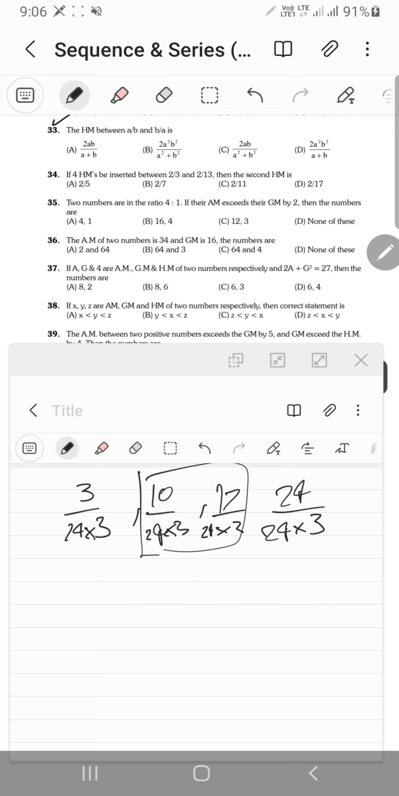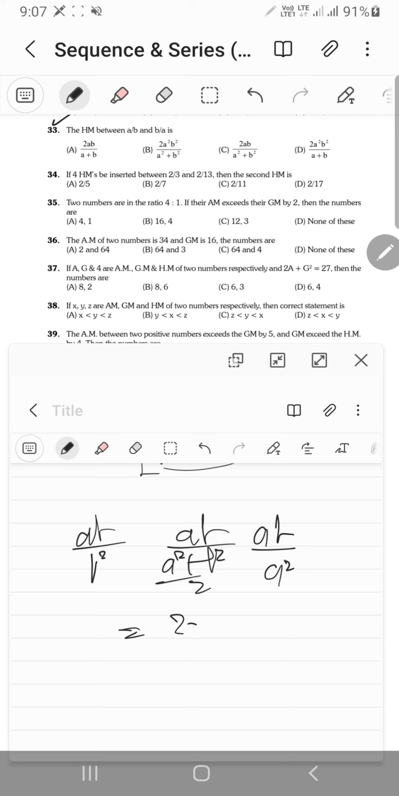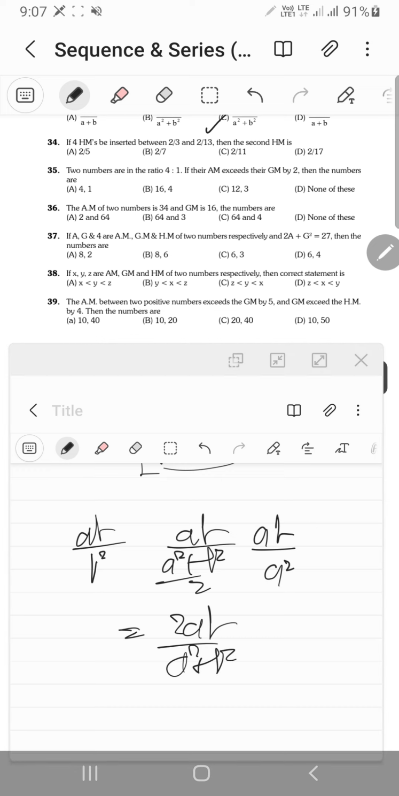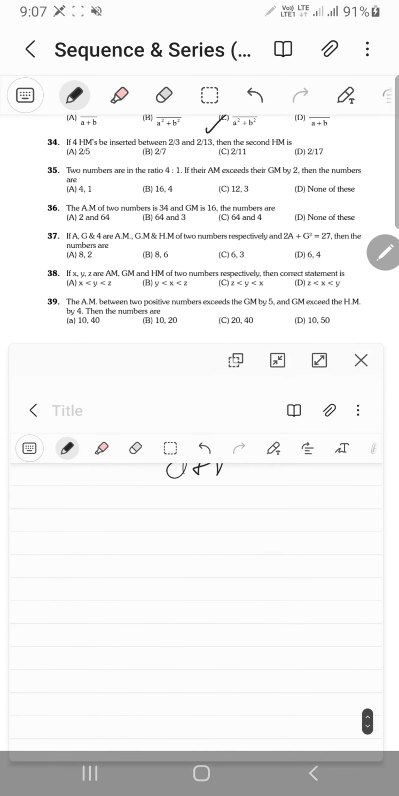Okay, the HM between A upon B and B upon A. Can't believe this. Okay, so it's just AB upon B squared. Not a good idea, but okay, just do this thing. That's the first term, and this is AB upon A squared. And what's the harmonic mean? This is AB upon A squared plus B squared upon 2, which is 2AB upon A squared plus B squared. Cool.